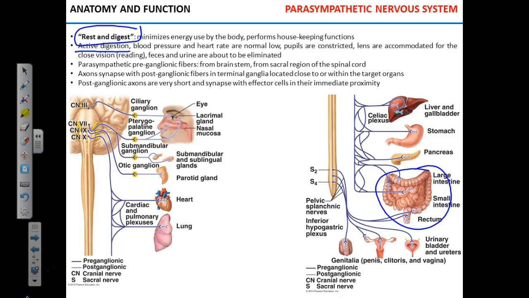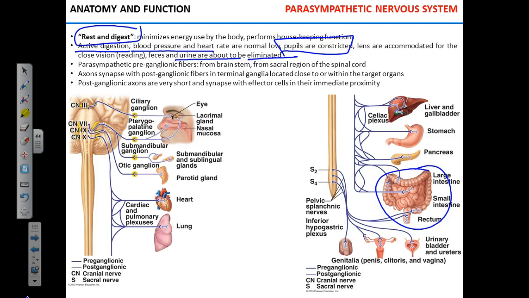Okay. Parasympathetic system decreases the blood pressure and heart rate. Now you have to understand, when we say decreases, it's normal. Okay? So your normal resting heart rate is, say, 65. That's the parasympathetic system that keeps it low. Okay? So don't use too much energy. Pupils are constricted. You're reading. Okay? Glands are accommodated for close vision. And eventually, since it stimulates the digestive activities, fecal matter is ready to be eliminated, and urine is ready to be eliminated. That makes sense?